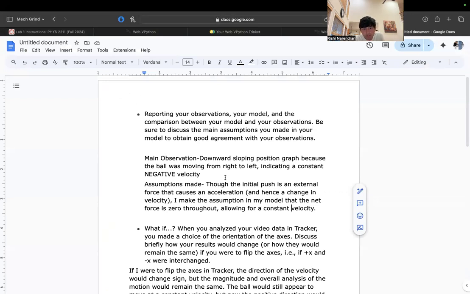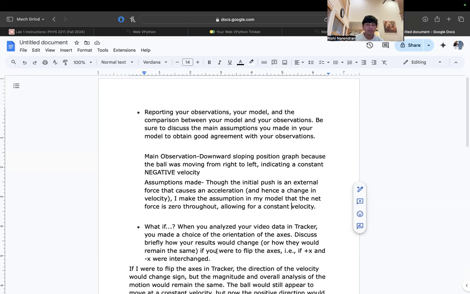So the main observation that I had was that I had a downward sloping position graph because the ball was moving from right to left, which indicates a constant negative velocity. And some assumptions I made are that the initial push being an external force actually kind of cancels out because of the frictional force. So what I said is, though the initial push is an external force that causes an acceleration and hence a change in velocity, I make the assumption in my model that the net force is zero throughout, which allows us to plot a constant velocity. The reason I make this claim is because of the frictional force acting on it, so I can kind of assume that those two are balanced out, but this is an assumption I made in order to make the lab graphing go smoother. Next, I'm going to answer the two questions.